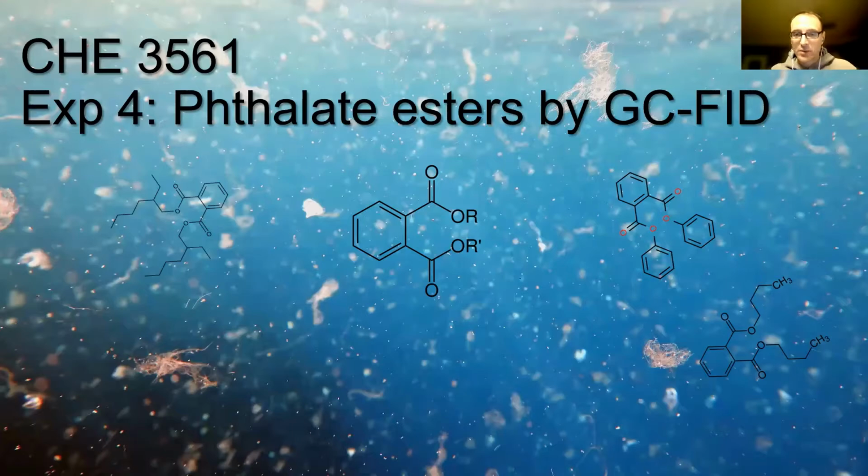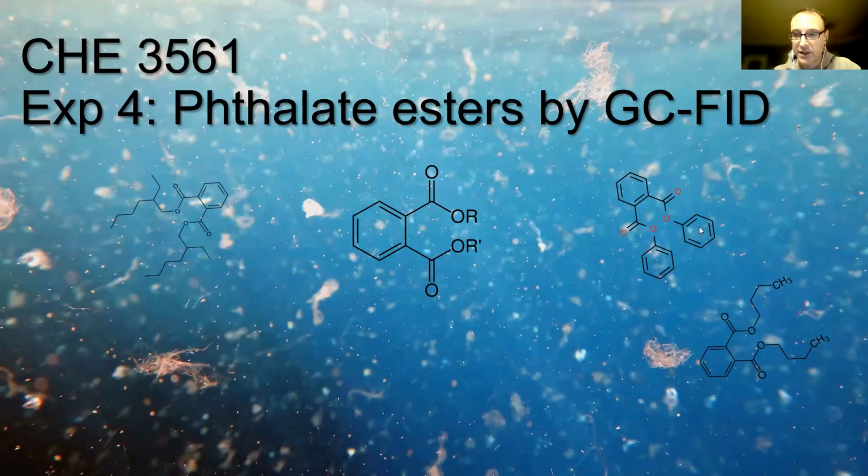It's going to be a little more complex this time because instead of having one analyte, we're going to have 4 analytes for each group. And phthalate esters are these compounds here. I've got a couple of examples, but they have this general structure of this phthalic acid group substituted with 2 organic moieties here, R and R prime. And these can span a great range of different types of organic groups.